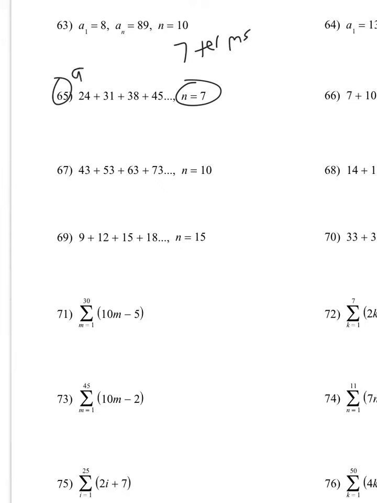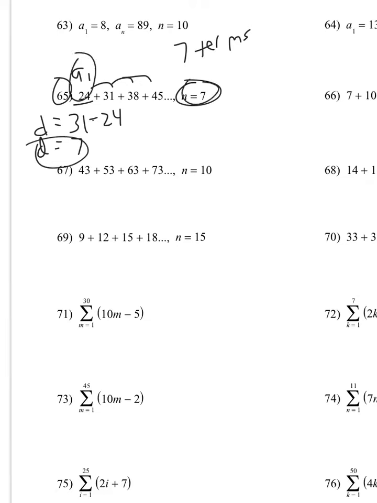Well, I know what a1 is. a1 is my first term. I also could figure out d if I'm given my first few terms. Remember, d will equal, take a term and subtract the term in front of it. So 31 minus 24. So d is 7. Notice you're adding 7 here to get from term to term. Okay, so d is 7, a1 is 24, n is 7.